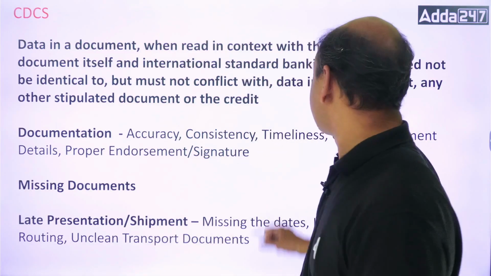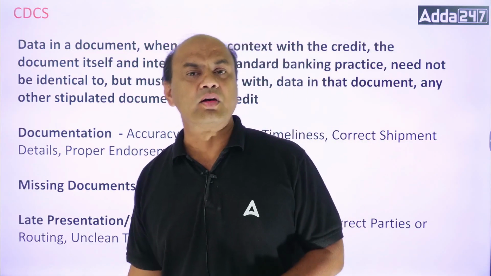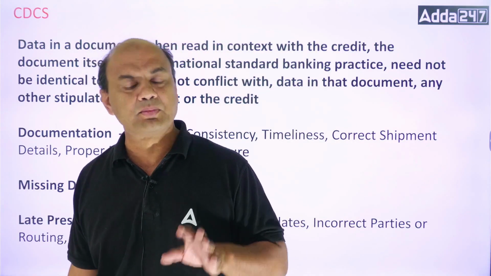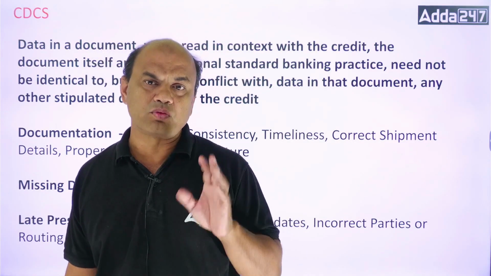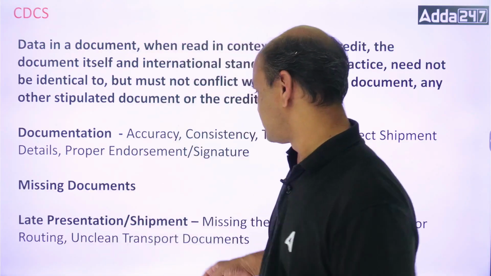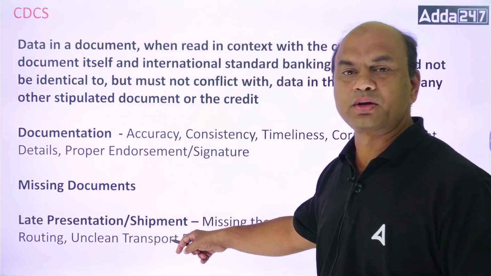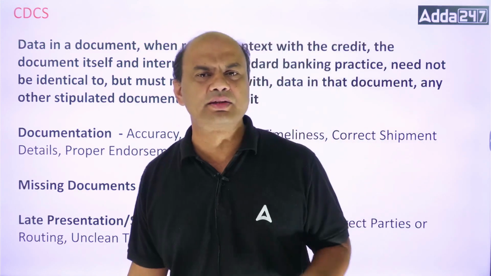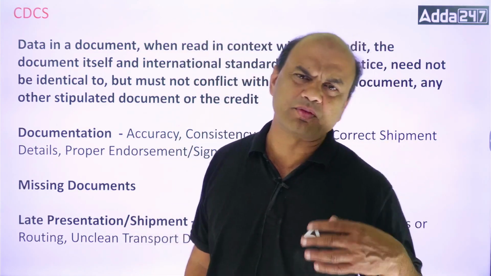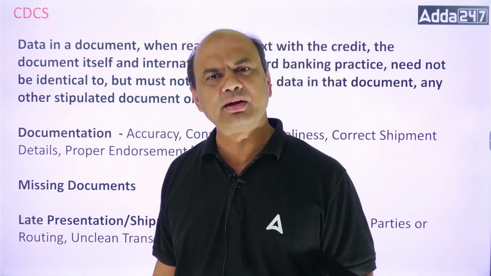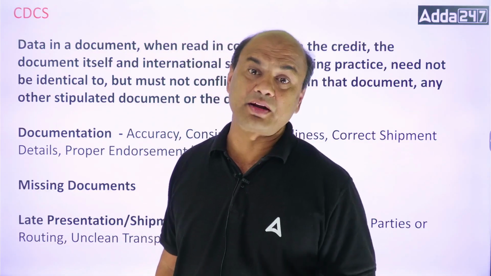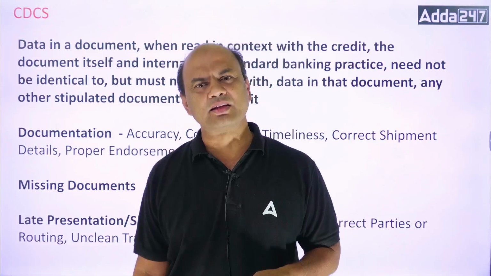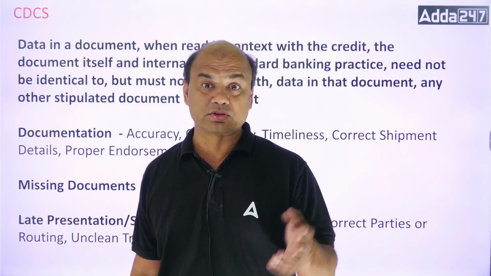Timelines, a very important part. Why is timeliness important? Because if you don't follow the dates, have I mentioned? See this part over here. This and this are related. If you don't follow the dates, they can be of anything: presentation date, shipment date, expiry date. These are the three major dates which we face in our credit. There are others also. Which are the other ones?